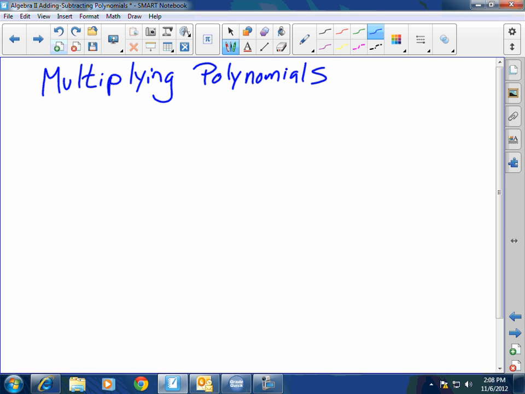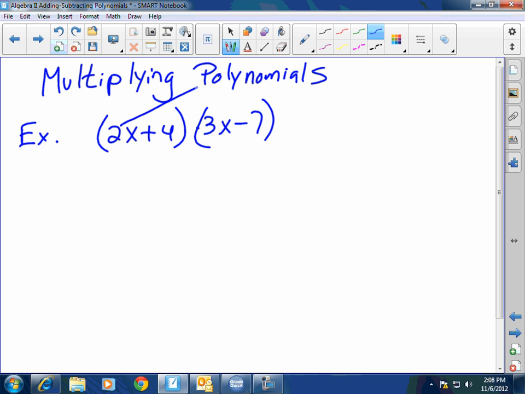So what happens? How does this happen? Well, very simple. If I got 2x plus 4 times 3x minus 7, okay? There was something you learned probably called FOIL, okay? First, outer, inner, last. Basically what that's saying is this, guys. I'm going to take my 2x and I'm going to multiply it to everything in the other polynomial.